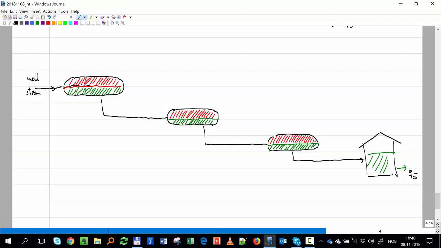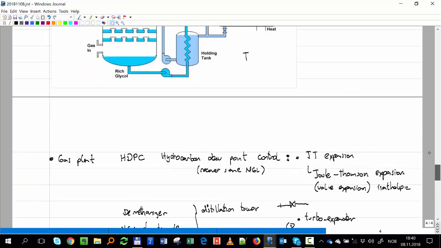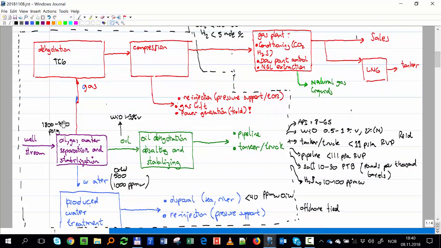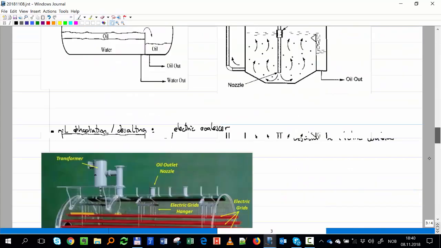Okay, and I call this the HP, high pressure separation. I have MP, medium pressure separation, and LP, low pressure separation. Pressures change a bit from country to country or from place to place, but high pressure, that's the number that I was talking about before, this 1800 and 750. That's the pressure of the separator.